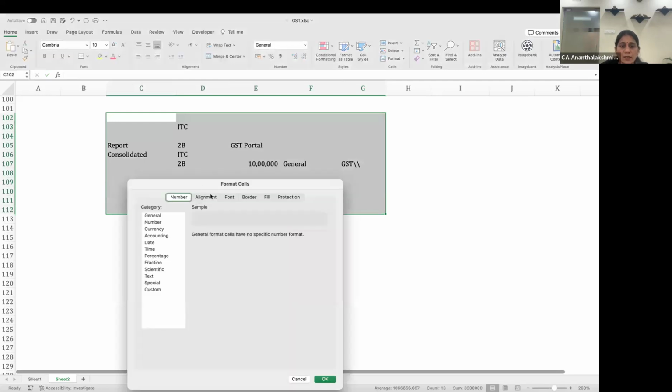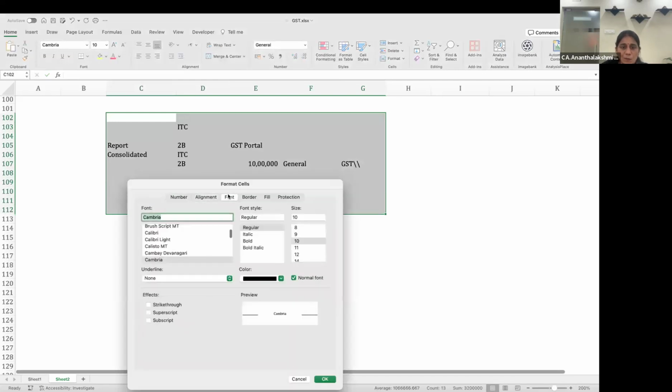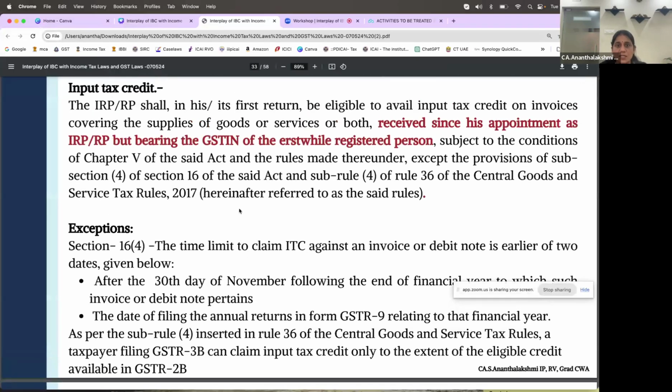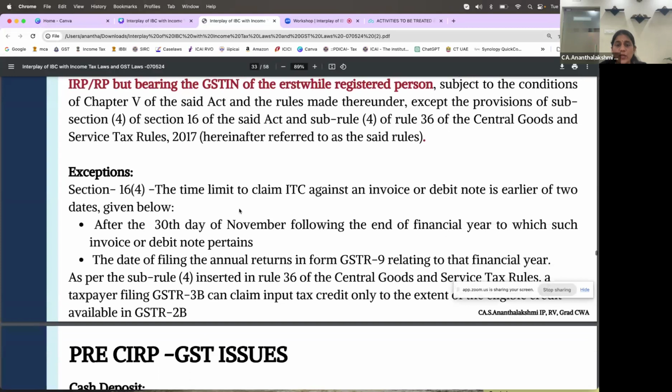They say these things are not applicable for the first return. After the first return, whatever return you file, you have to comply with this one. So these two relaxations have been given for the first return. Am I clear? Any point to be discussed?